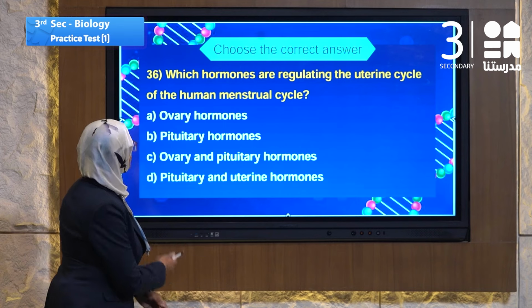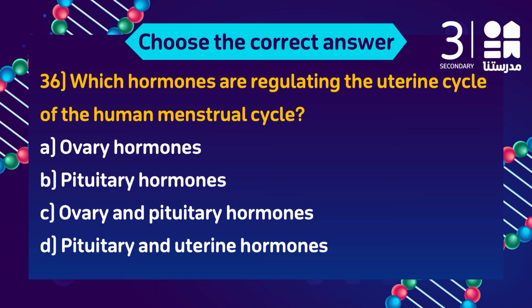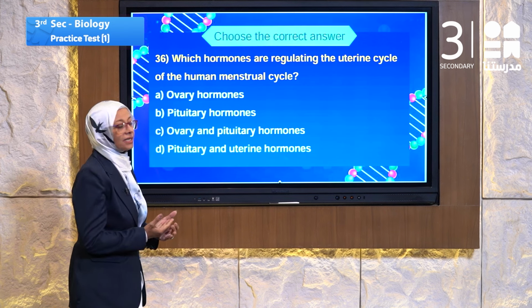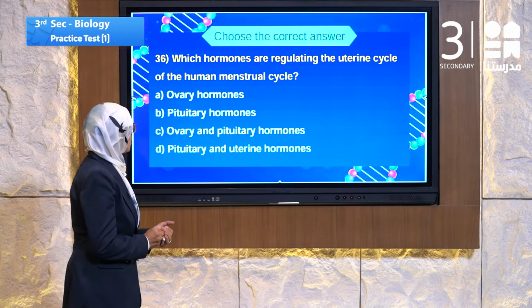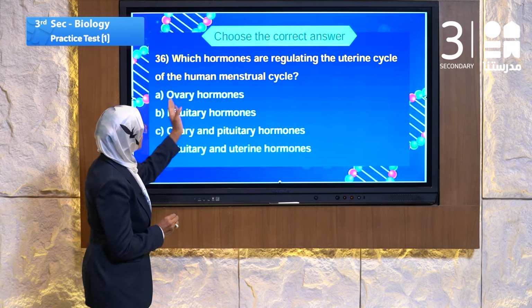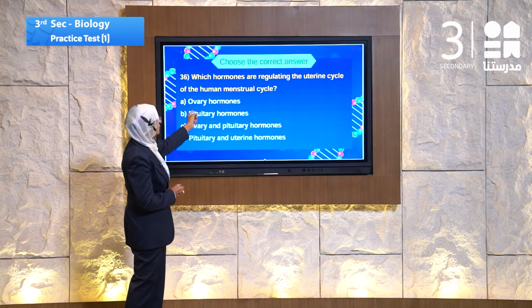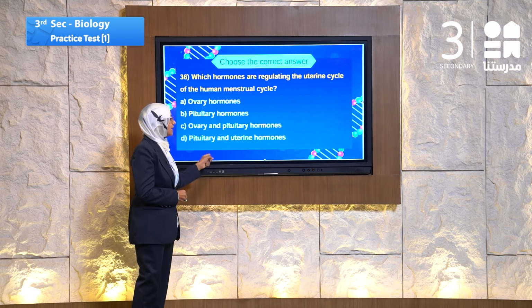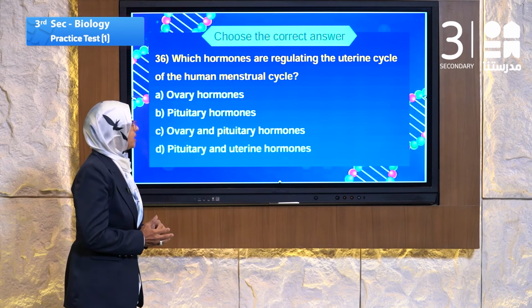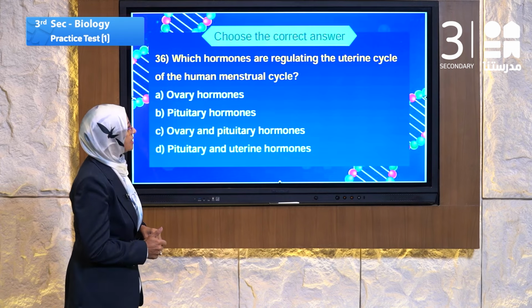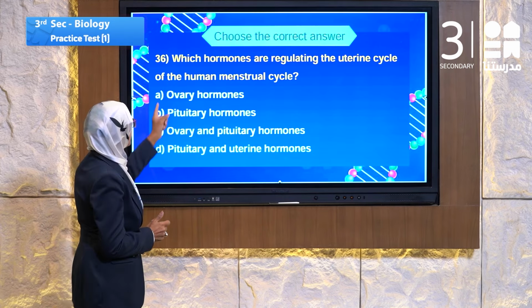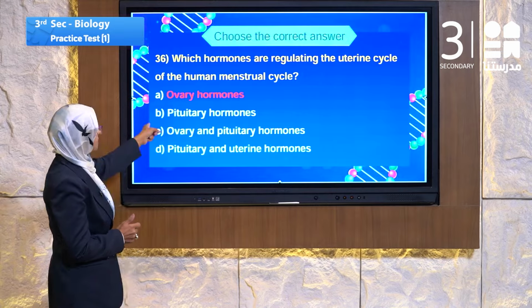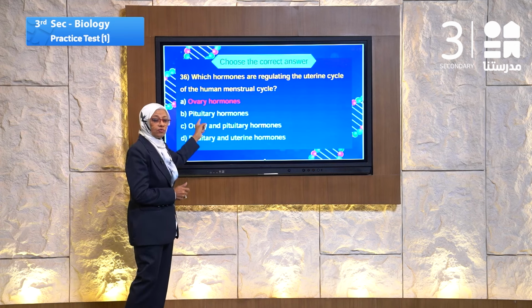Let's go to question number 36. 36 speaks about the hormones which regulate the uterine cycle of the human menstrual cycle. That's regulated by hormones. Which hormones make the uterine cycle? Number A, ovary hormones; pituitary hormones; ovary and pituitary hormones; pituitary and uterine hormones. The menstrual cycle that regulates the uterine cycle must be from the ovary hormones. That's the answer. Answer is number A, ovary hormones.